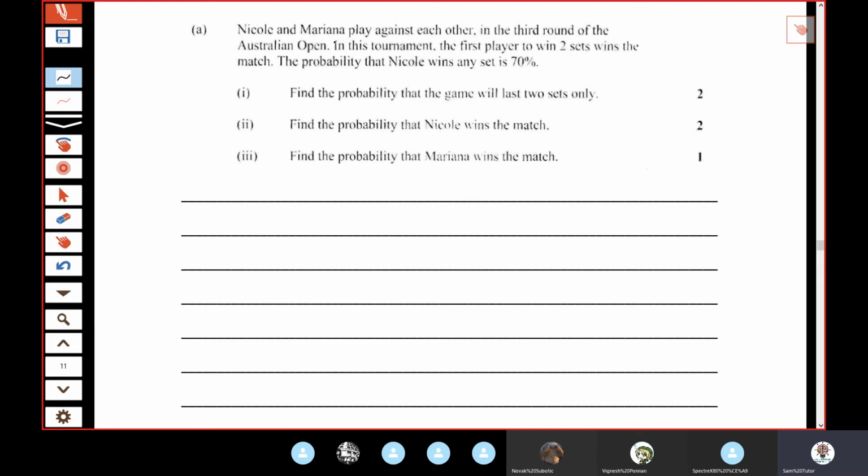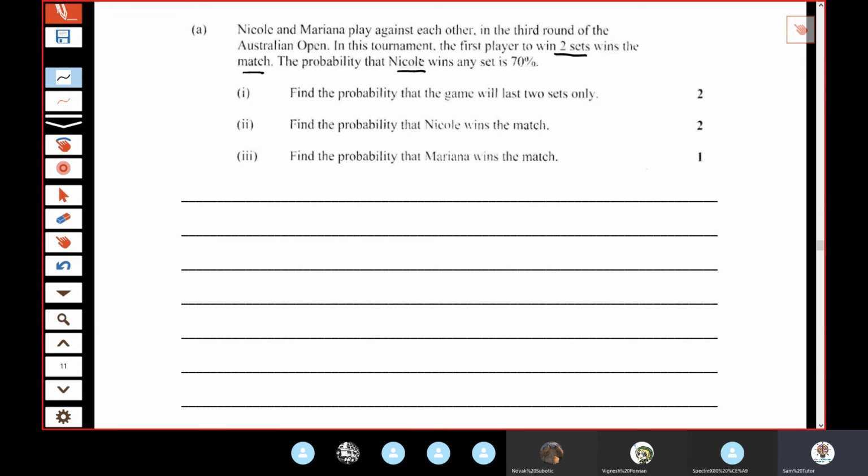Nicole and Mariana play against each other in the 3rd round of the Australian Open. In this tournament, the first player to win 2 sets wins the match. The probability that Nicole wins any set, so it doesn't decrease or increase, so she doesn't get more confident or anything like that, right? It's constant 70%.